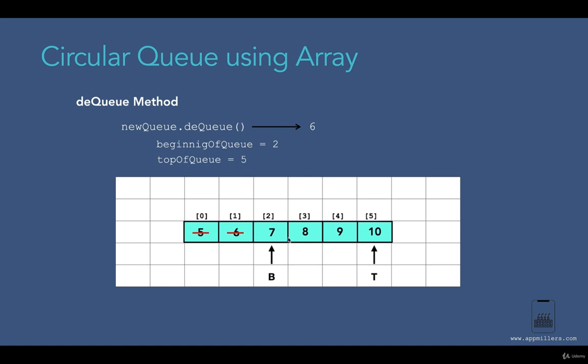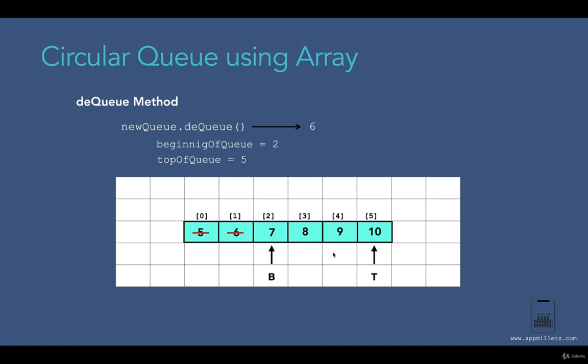Now as you remember, in case of linear queue, when we had such a situation and wanted to insert a new element, it was checking whether the top of the queue points to length -1. In this case, top of the queue is 5 and length is 6, and 6 - 1 is equal to 5, so this means that it was returning that the array is full.